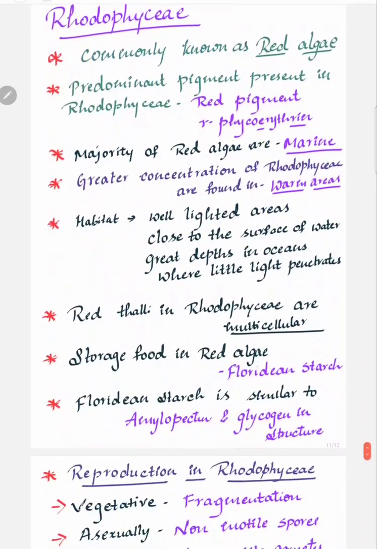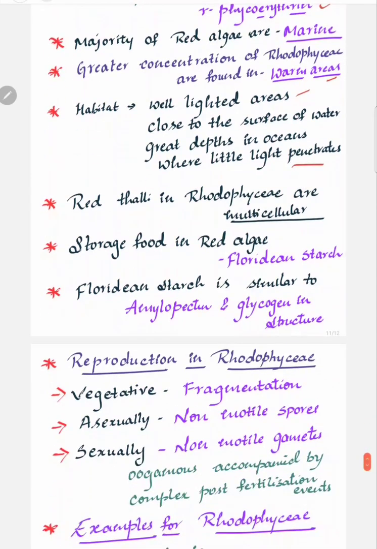Let's move towards the Rhodophyceae, commonly known as red algae, and the predominant pigment present in Rhodophyceae is the red pigment phycoerythrin. The majority of red algae are marine, and a greater concentration of Rhodophyceae is found in warm areas. They are found in well-lighted areas close to the surface of water, or even in great depths in oceans where little light penetrates.